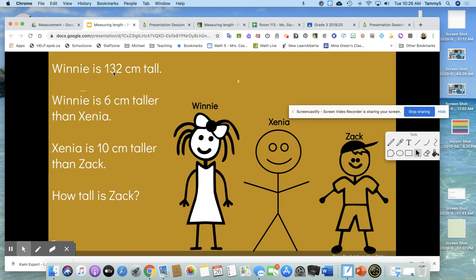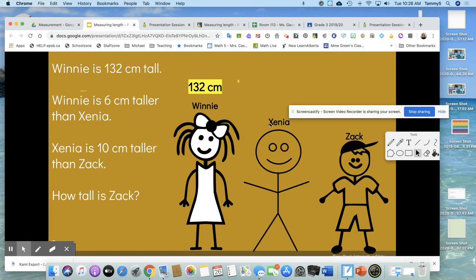So Winnie is 132 centimeters tall. I can actually just put that right on top of my picture, on top of my diagram. So I know she's 132 centimeters tall. Now I go on to the next sentence. I know that Winnie is 6 centimeters taller than Xenia.